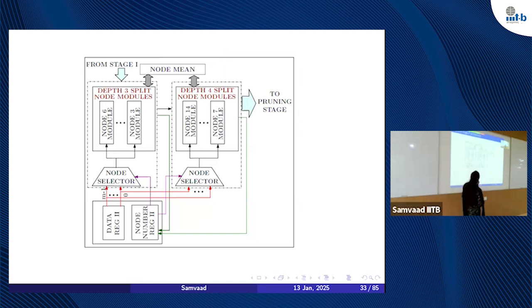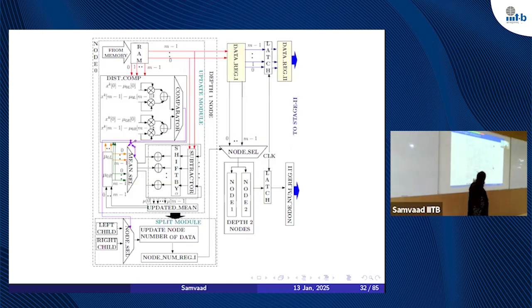So this is the stage 1 architecture. Node selector means which node it should go to, which node it was assigned to during splitting from the parent node. The node data was stored here, and the node number was stored here, corresponding to each data. According to the node number, this node selector selected the node module, and in that we process the data. This is stage 1.